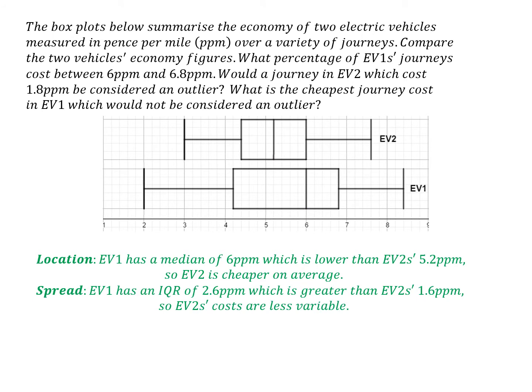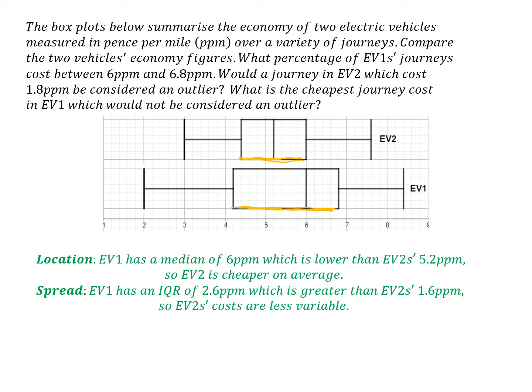In terms of the spread, EV1 has got an interquartile range of 2.6, whereas EV2's is much lower. So that means that EV2's costs are less variable.